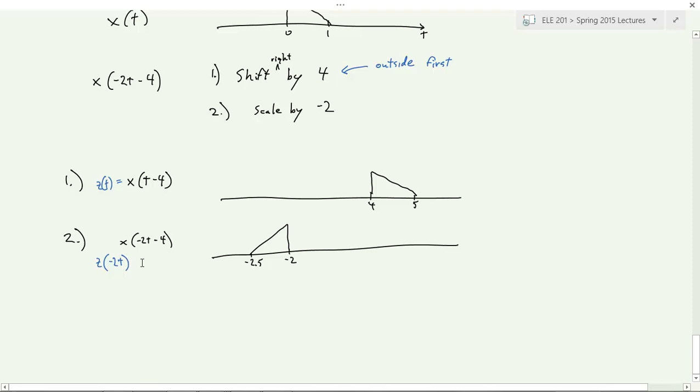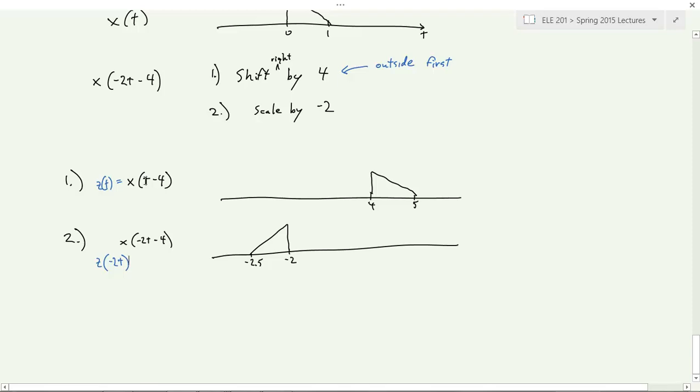So that helps you realize why we do things in reverse order. If you had done it the wrong way, if you had done a time scale first and then a shift, there's a number of ways you could see why it's wrong. You could try to write it out the way I did here and use what it means to plug in -2t as the argument. It means you just swap -2t for t. And you would see that it doesn't work if you do it the other way.